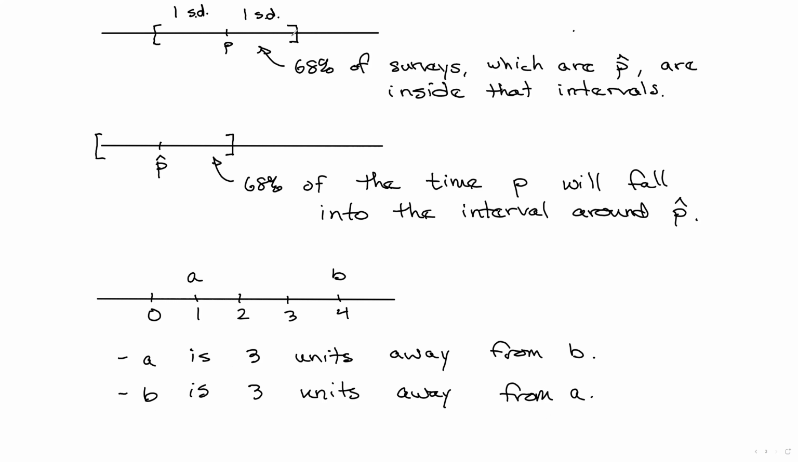All right. So the idea here is essentially that you're doing that. So if this is saying that 68% of the P hat are in this interval around P, then that's the same thing as saying that the P hat are going to vary, but 68% of the time, the same interval around P hat is going to include P.